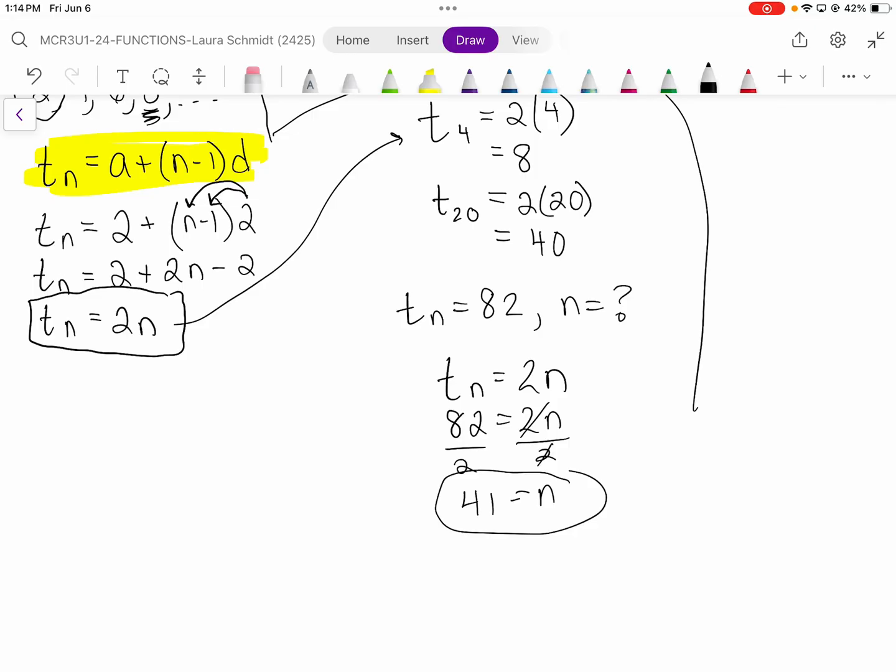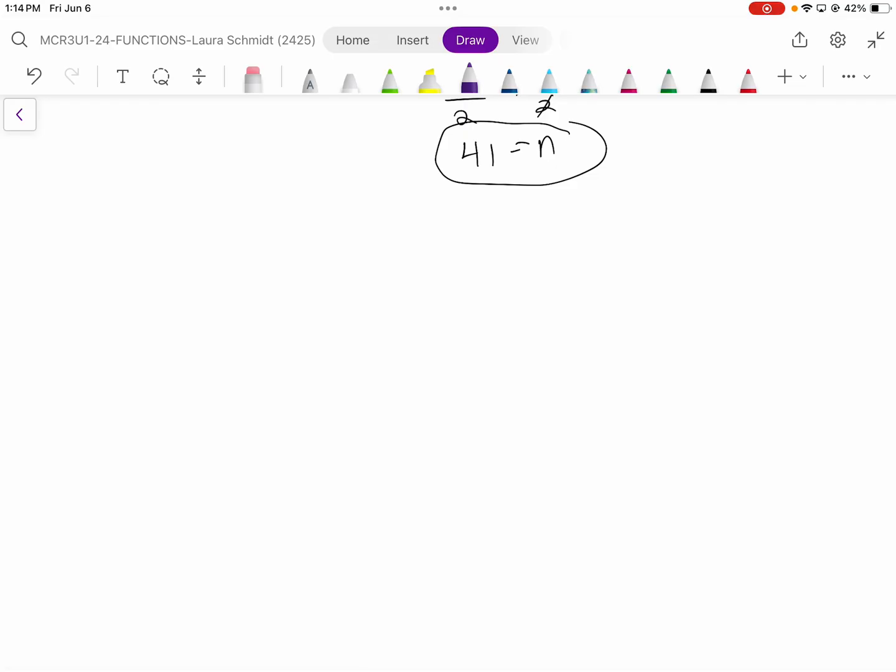Okay, that's an arithmetic sequence. I'm going to give you guys one, and you have to make the formula. Here is your sequence. It's 17, 13, 9, 5. That's your sequence. See if you guys can find the nth term. See if you guys can make a general formula.